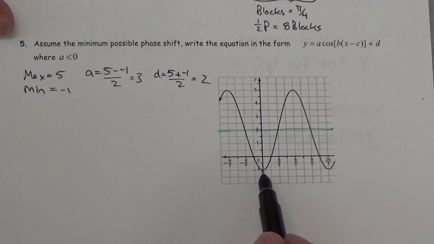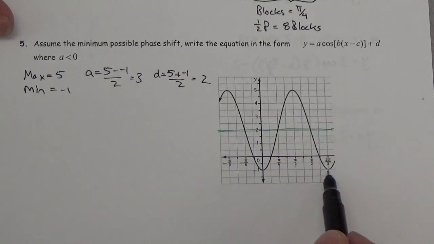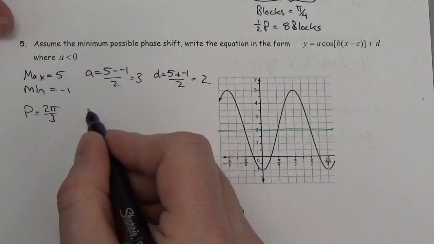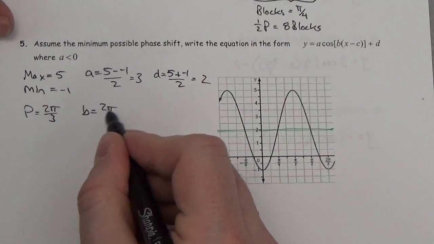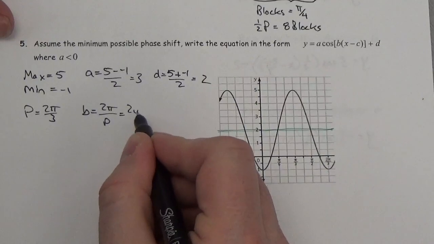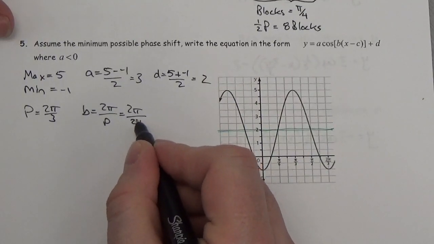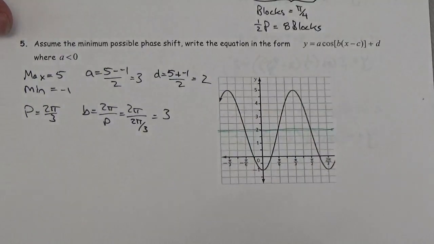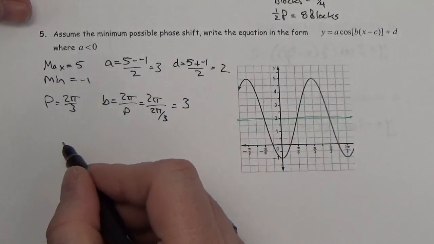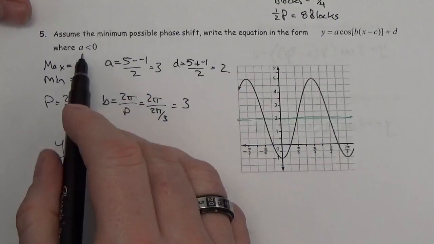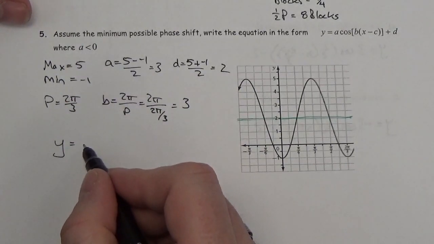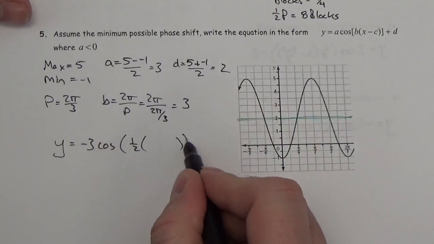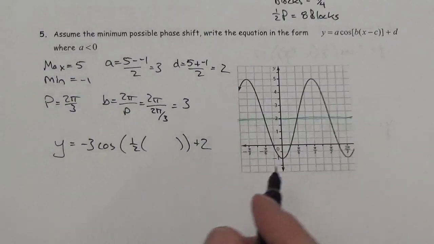My period. Actually, I can read this off nicely, because to go from a minimum back to a minimum again, my period is going to be 2 pi over 3. And so b is going to equal 2 pi over the period, or 2 pi over 2 pi over 3, which means my b value is going to be a nice 3. I like that. So now my cosine graph, where the a value is less than 0, is going to be -3 cosine of 3x, don't know my phase shift, plus 2.